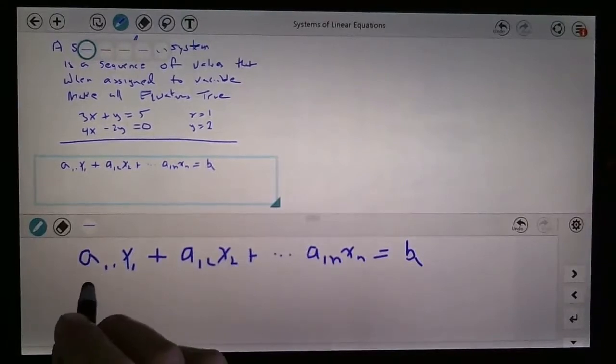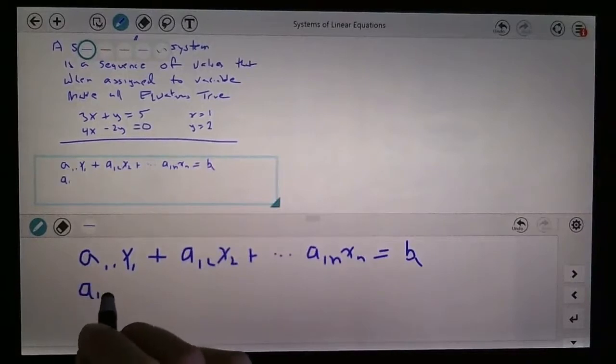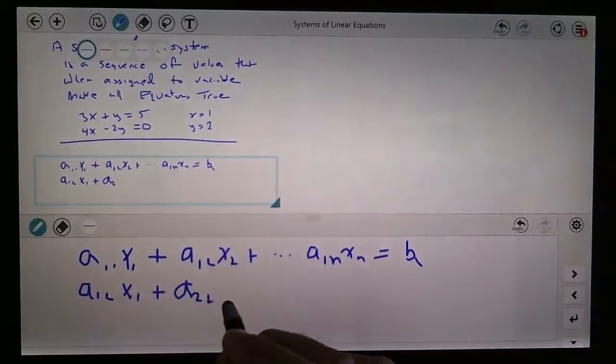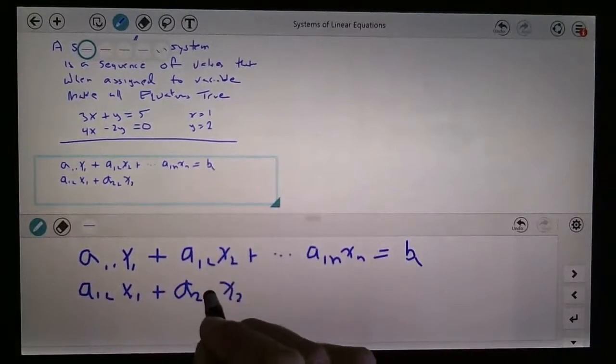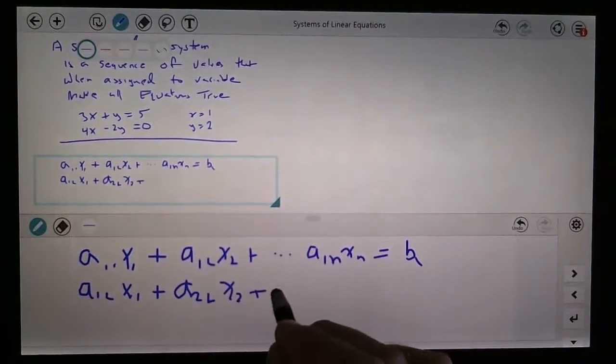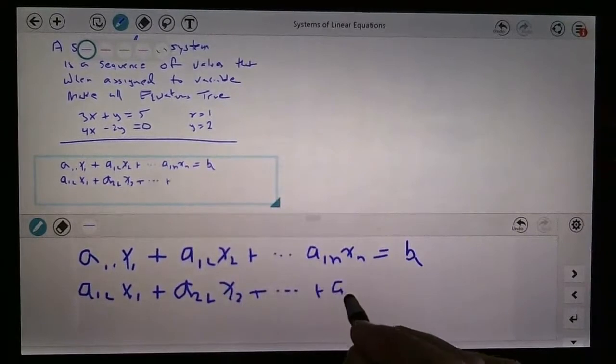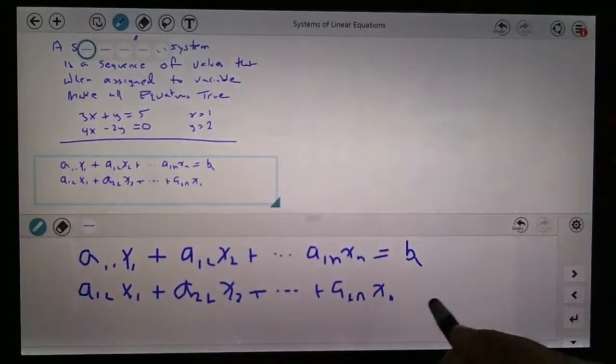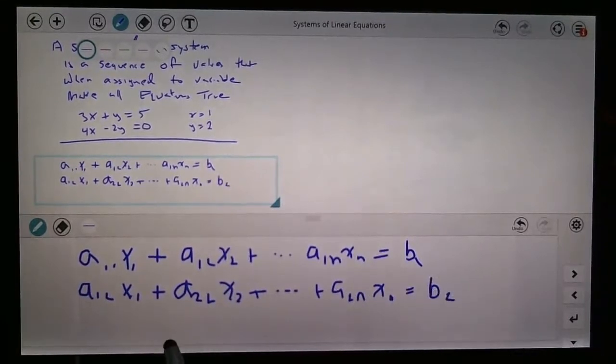So the next equation is going to be a21 x1 plus a22 x2 plus, and so on, all the way up to a2n xn equals b2. Okay, so notice the variables are the same, x1, x2, all the way up to xn. It's the same variables all the way.